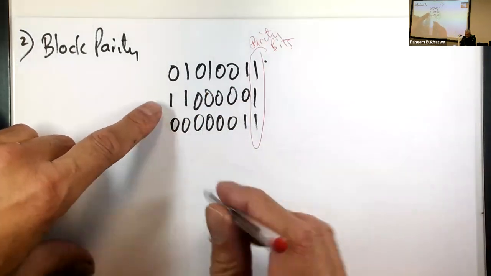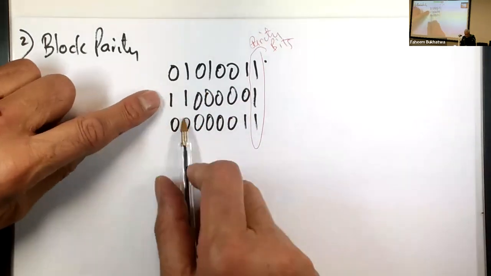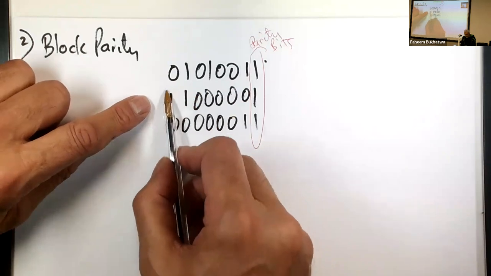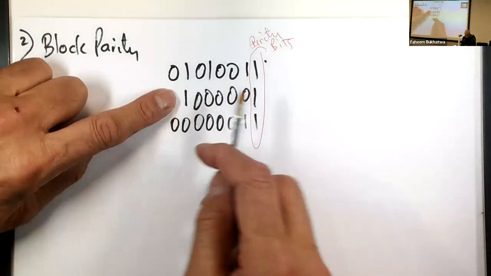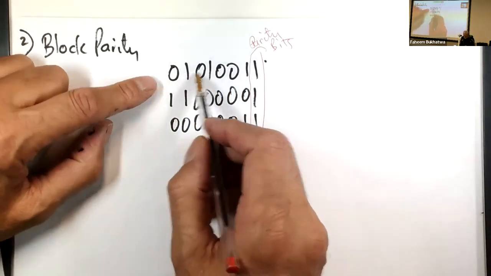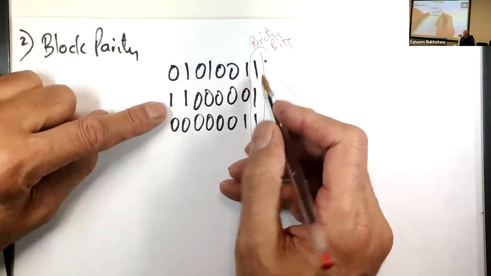And this is where, for example, if this bit goes to 0, then we should discover it. Hold on, are we working on even or odd?